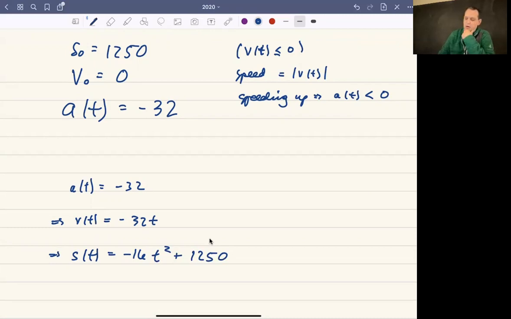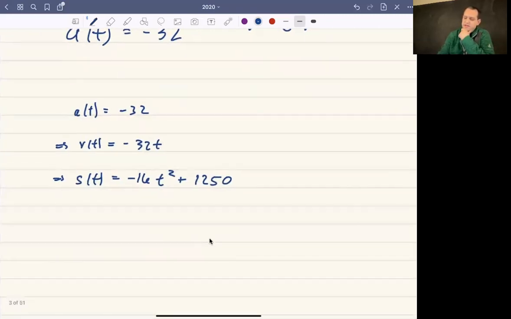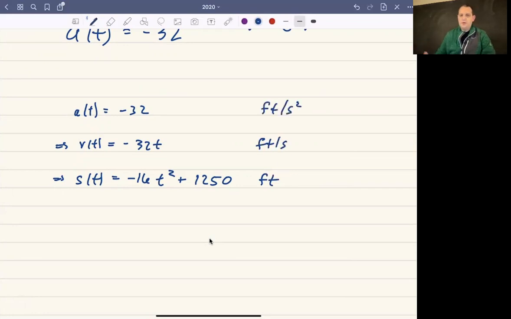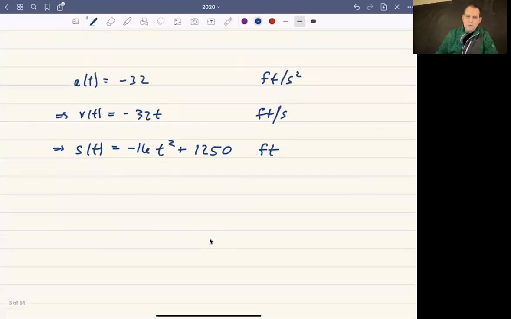And so here's our position function, our velocity function, and our acceleration. And I should mention that this is in feet. The velocity is in feet per second, and the acceleration is in feet per second squared, or feet per second per second. All right. And then what we want to do is we want to know at what speed the ball hits the ground.